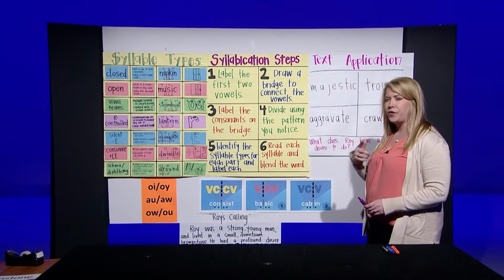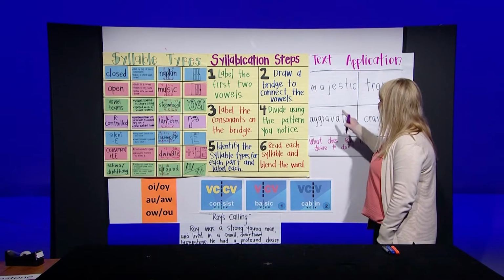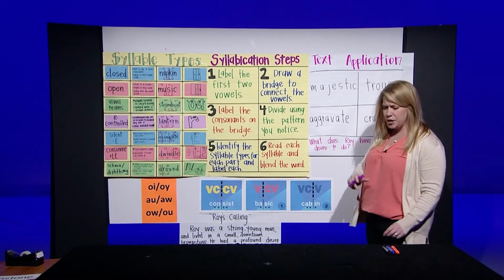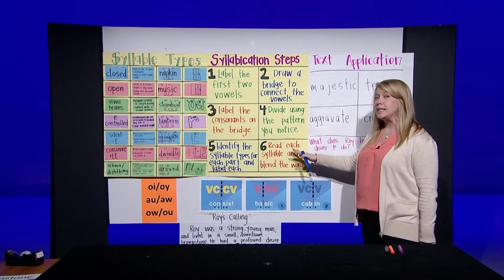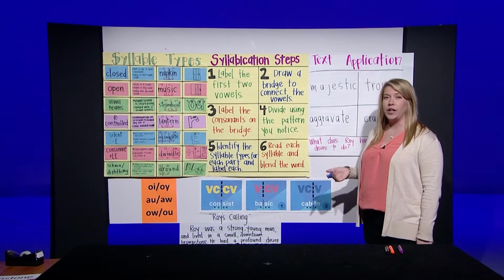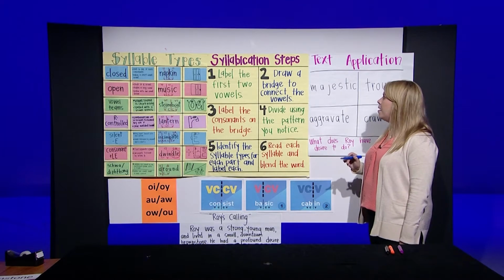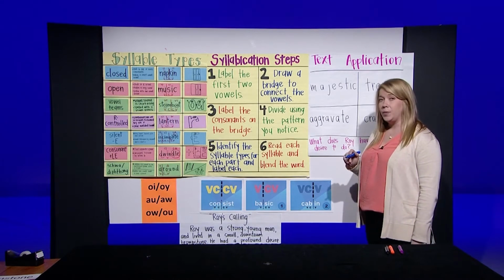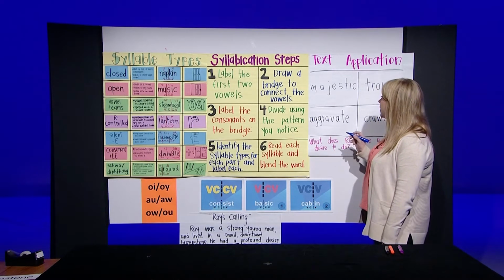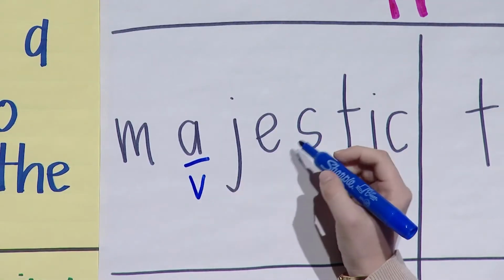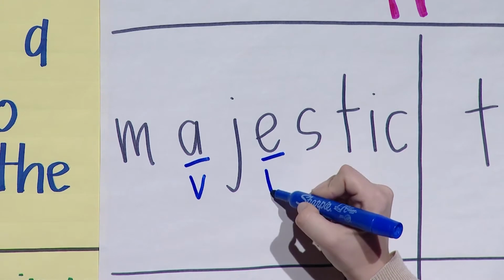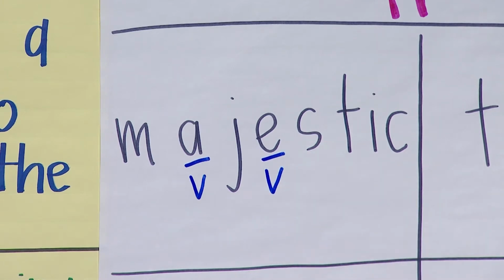I'm going to do the first one for you. Here is my word. Let me use another color. I like this one best. We're going to use the same syllabication steps we've been working through in every lesson. My step 1 tells me to label the first two vowels I see. I see vowel A and vowel E. So I will label those with a V.